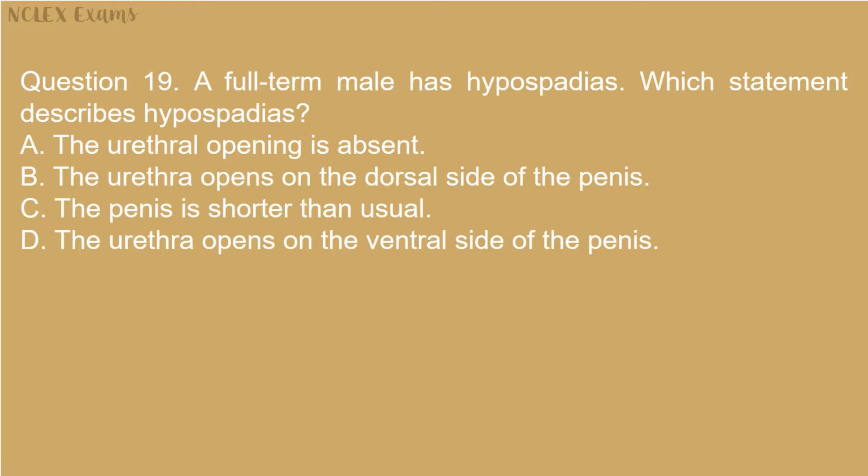Question 19. A full-term male has hypospadias. Which statement describes hypospadias? A. The urethral opening is absent. B. The urethra opens on the dorsal side of the penis. C. The penis is shorter than usual. D. The urethra opens on the ventral side of the penis.